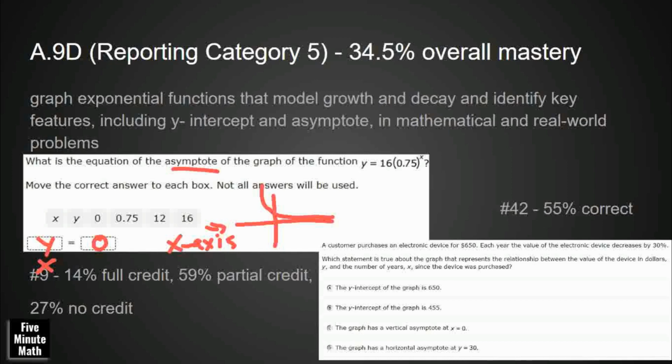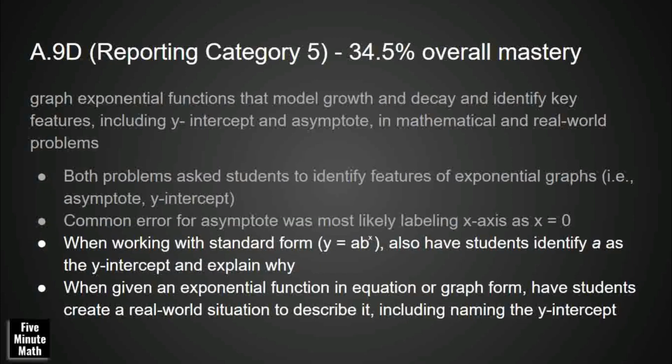We did a little bit better on number 42, 55% correct. We had to first read a description here, and then we had to find a true statement, right? And the answer here is, the purchase was $650, so that's our y-intercept. So both problems ask students not necessarily to graph it, but to identify features, right? The asymptote, the y-intercept, and like I said, they most likely labeled the x-axis as x equals 0 when it should be y equals 0. That's probably where that mistake came from.